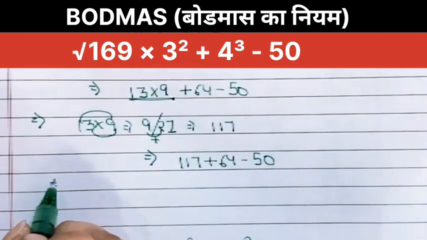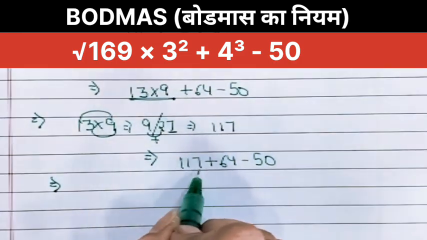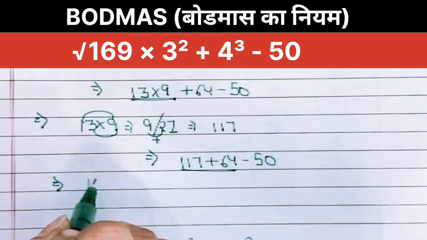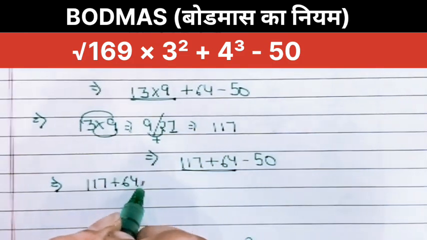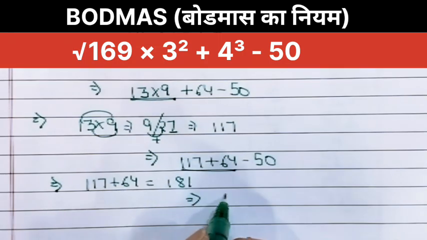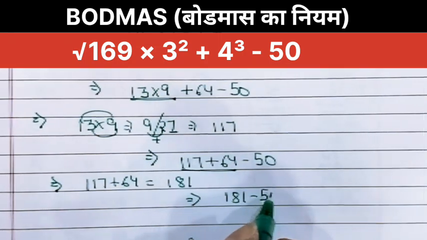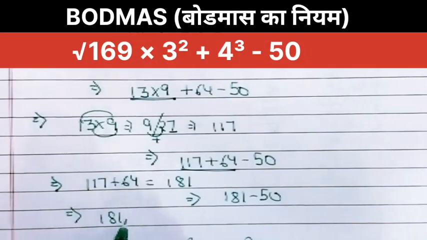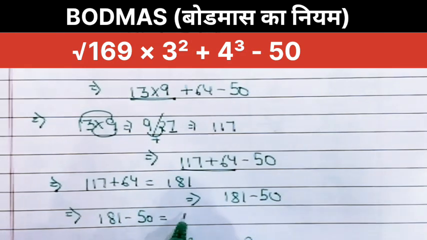So now move to the third step, perform addition. Now we add the values, which is 117 plus 64 is equal to 181, and now the new expression becomes 181 minus 50. Now perform subtraction. 181 minus 50 is equal to 131, which is the last operation. So 131 is the final result.